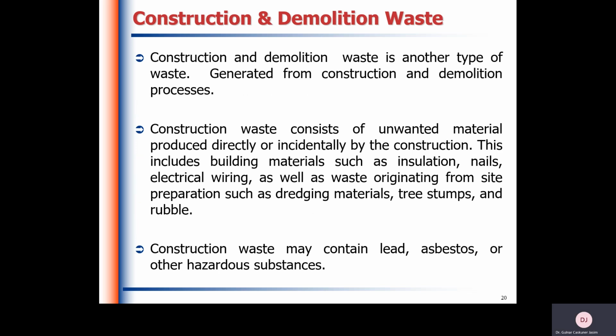Construction and demolition waste is another type of waste generated from construction and demolition processes. Construction waste consists of unwanted materials produced directly or incidentally by the construction. This includes building materials such as insulation, nails, electrical wiring, as well as waste originating from site preparations such as dredging materials, tree stumps, and rubble. Construction waste may contain lead, asbestos, and some other hazardous substances too.